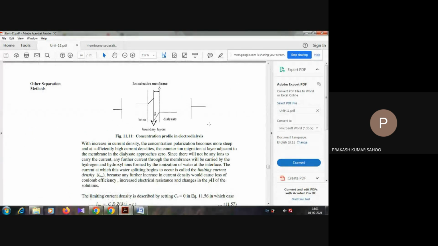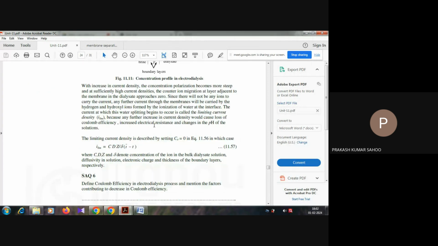Then we have the ion selective membrane, where ions get selected by the membrane through differences in their polarity. Then we have the limiting current density, Im. Then the halfway potential is there.